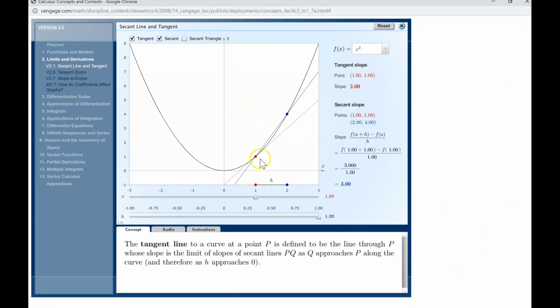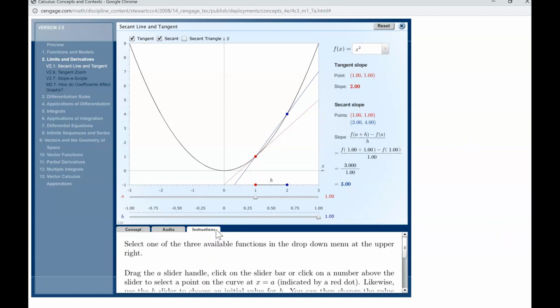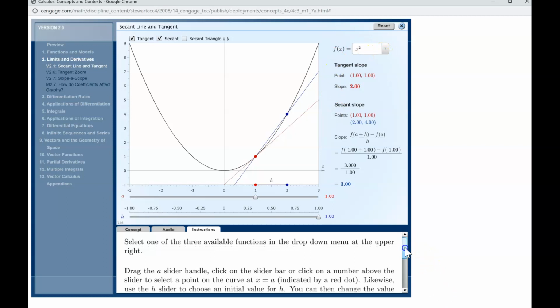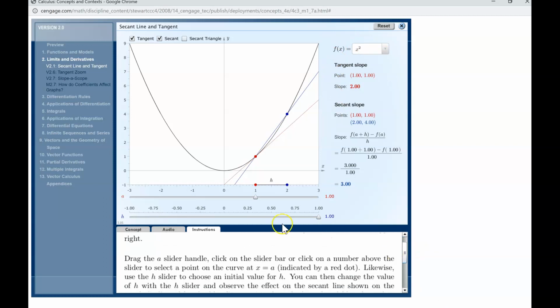Here, using our animation, we have a tangent line to a curve at a point P, which is defined to be the line through P. It also has a slope, which is the limit of slopes of secant lines PQ as Q approaches P along the curve, and therefore as H approaches 0. We select one of the three available functions, x squared, since that was our example. Then we drag the A slider, or click on a number above the slider to select the point on the curve at x equals A.